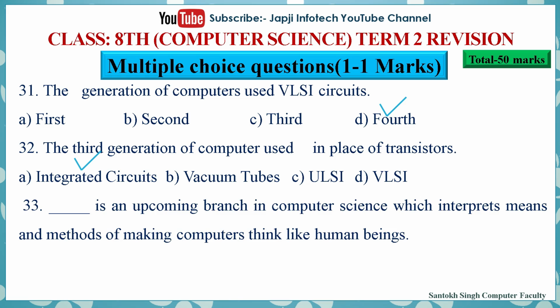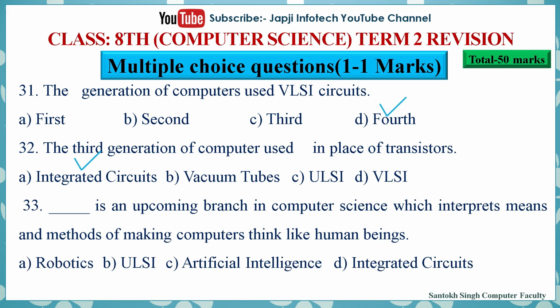And 33rd one is dash is an upcoming branch in computer science which interprets means and methods of making computers think like human beings. And their options are robotics, ULSI, artificial intelligence, and the last one is integrated circuit.